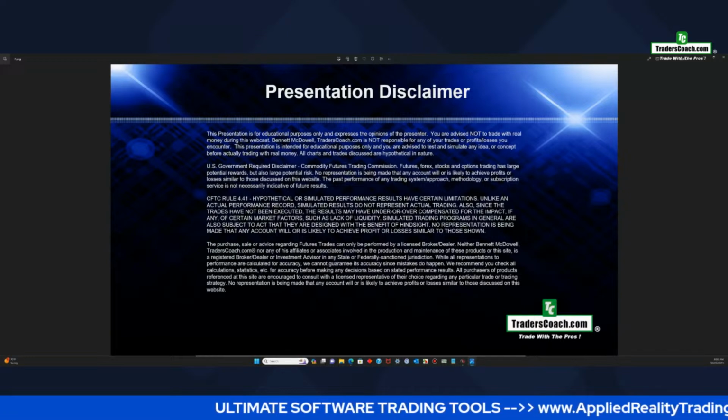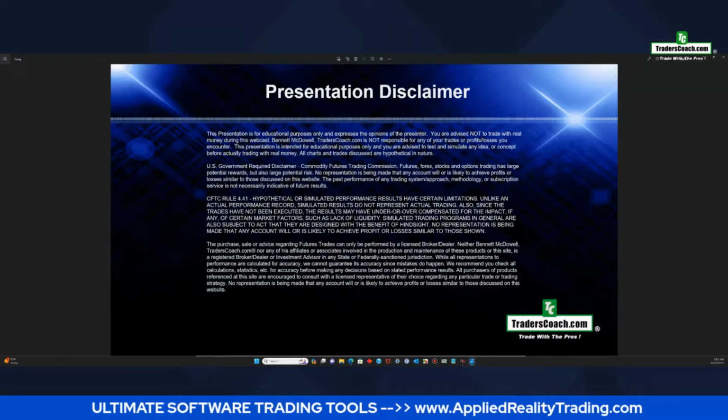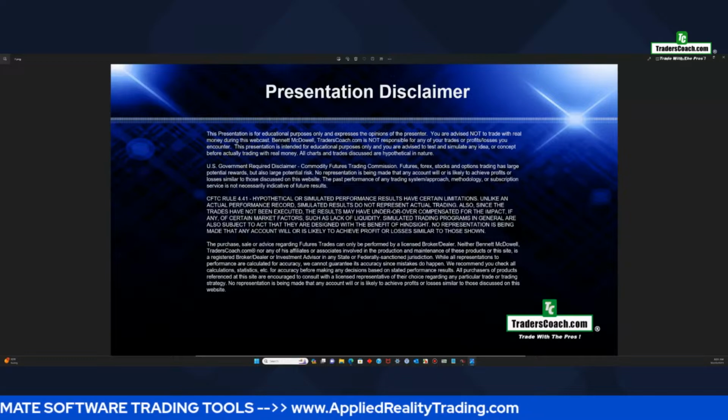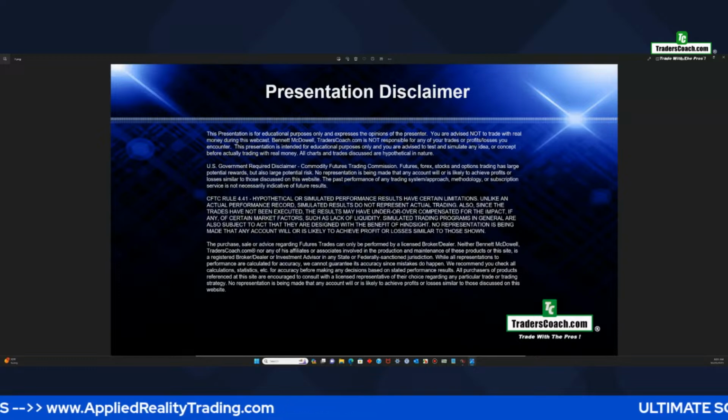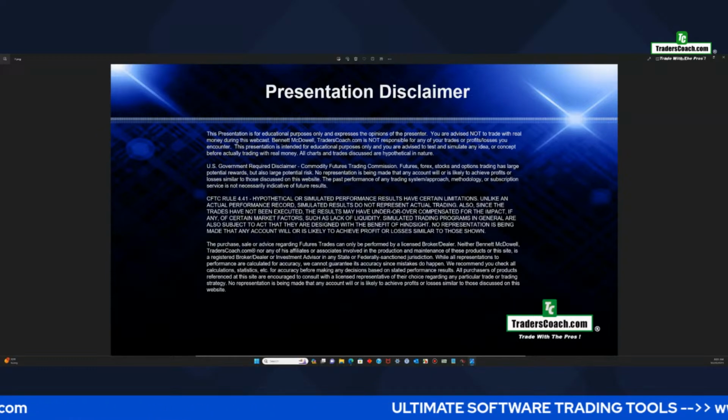But then again, also past performance does not guarantee future performance. We work in a realm of probabilities. So sometimes we do everything right, but still possibly can lose some money, all right? And so it is a probability game, so to speak.